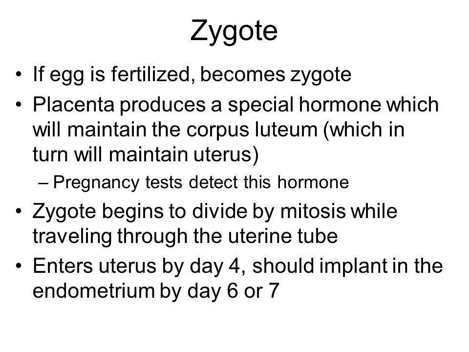If that egg is fertilized, now we call it a zygote, it's going to start going through mitosis while it's still traveling through the uterine tube towards the uterus. If fertilization occurs, what happens to prepare for the pregnancy? The placenta is going to produce a special hormone that helps to maintain that corpus luteum, which is secreting hormones to make the uterus compatible for implantation.